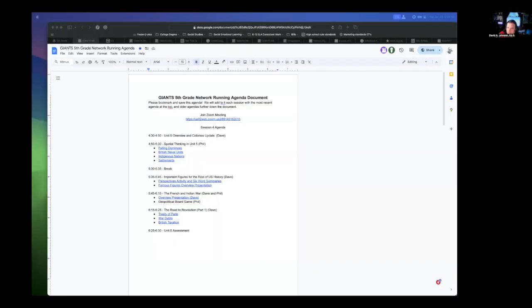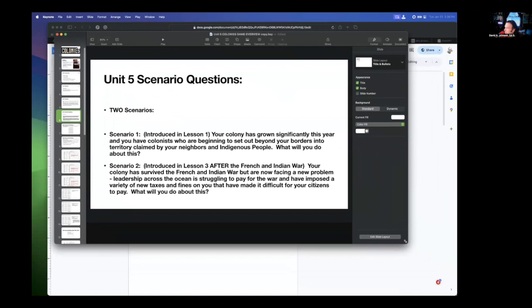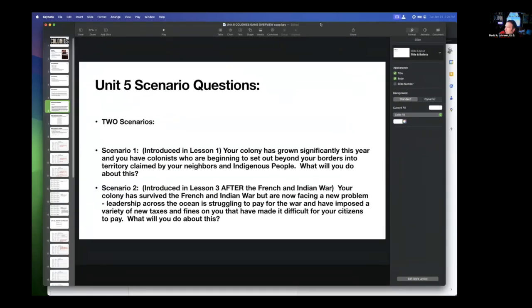But rather than go through the whole colonies piece, I'm just going to let you know that in Unit 5, I'm going to share my screen here. Students will actually have two scenarios to grapple with. So the very first scenario is going to get introduced in lesson one, and basically, both of these either set the stage for or bring closure to the French and Indian War.